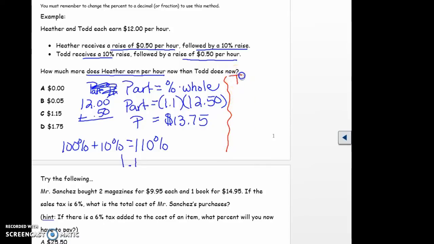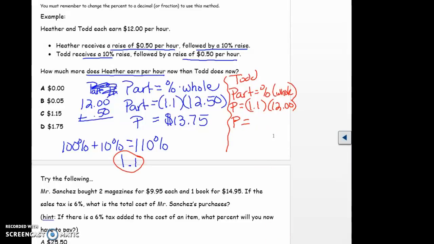This is Todd. And I'm still going to write part equals percent times the whole. You need to write it too, you know that. So the part is the percent, which is 10%. Now we're going to use the same 1.1 because he's getting 100% of his salary plus another 10% more. So it's 1.1 times the whole, which in this case, he's still earning only $12 an hour.